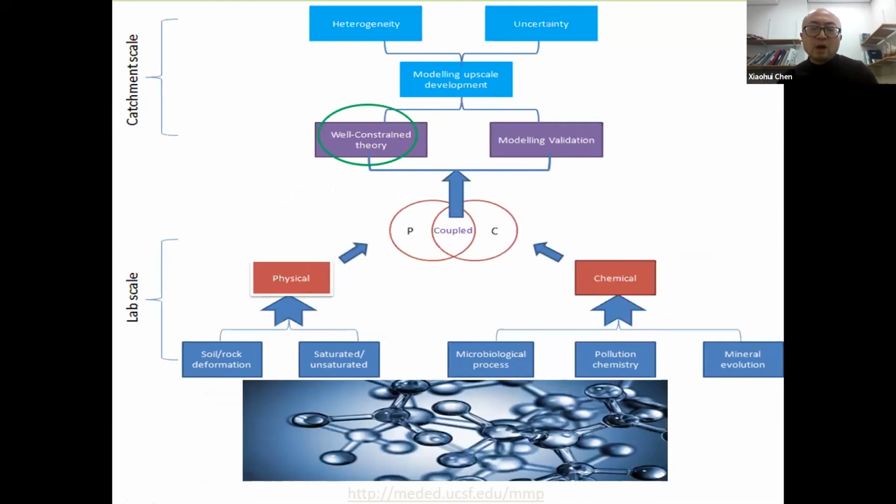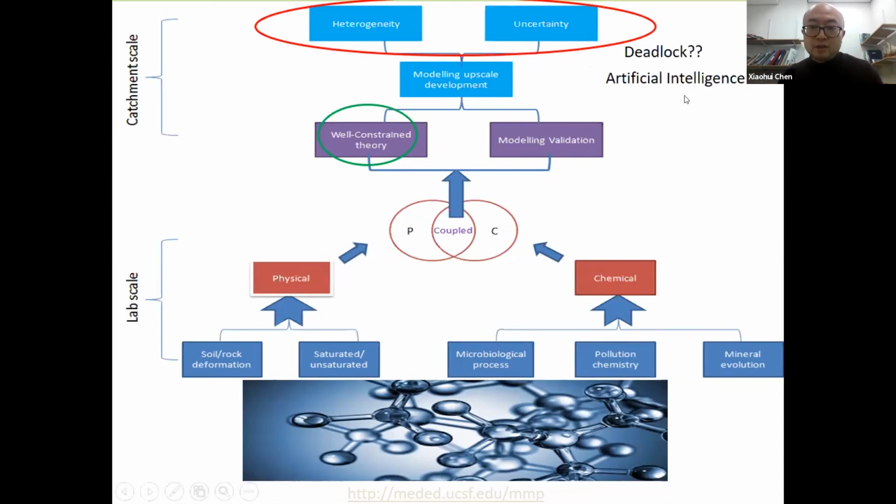And in terms of the whole picture, what we are trying to do is, from the lab scale, to gain deep physical and chemical understanding of the capillary process and form a well-constrained theory. Based on this theory, we are going to study the uncertainty. But uncertainty is a deadlock, because there are quite a lot of things we don't know deep underground. That is why we have to engage artificial intelligence. But based on what we have understood from the mechanism, this will support us to explore physics-informed intelligence. Thank you. That's everything from me.